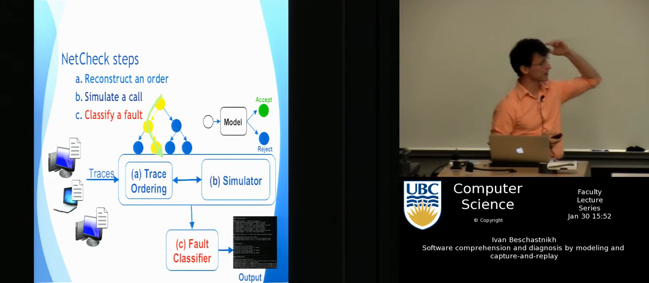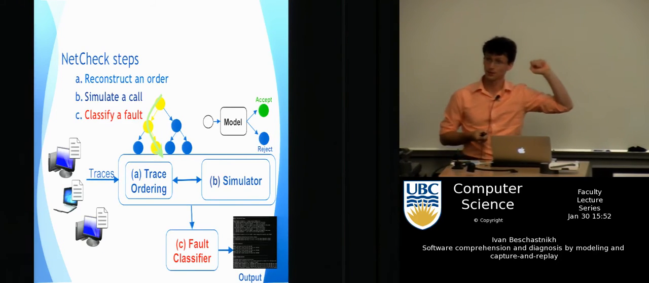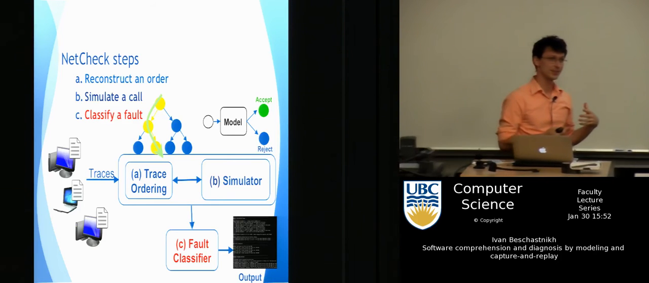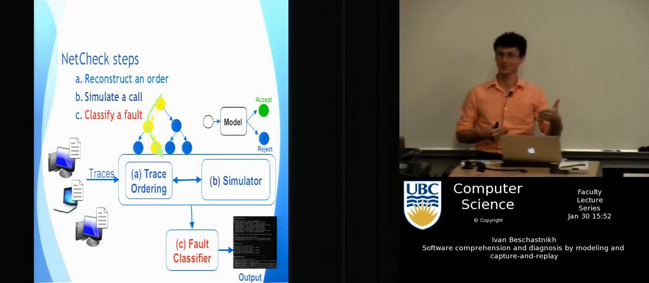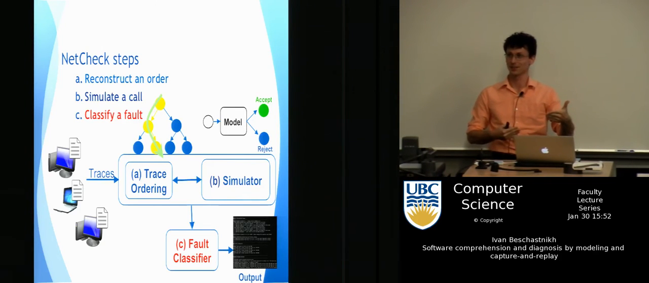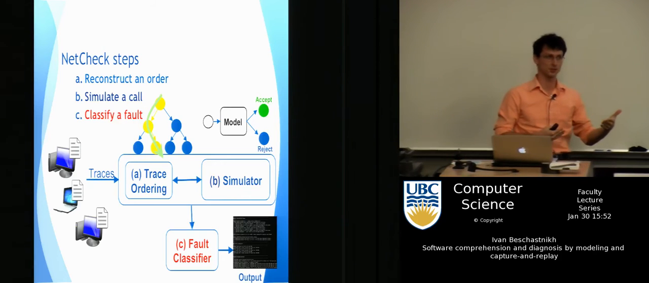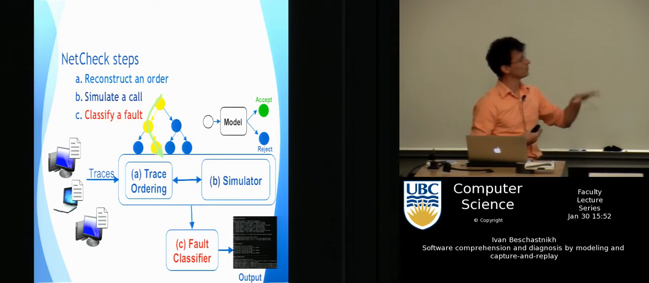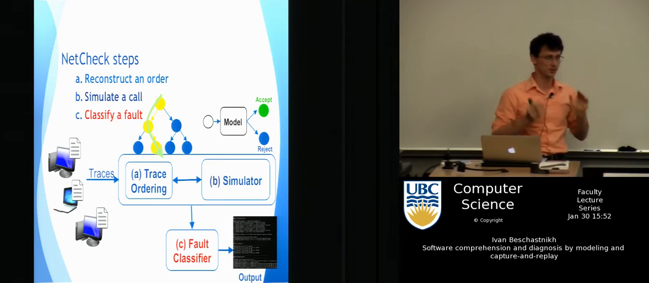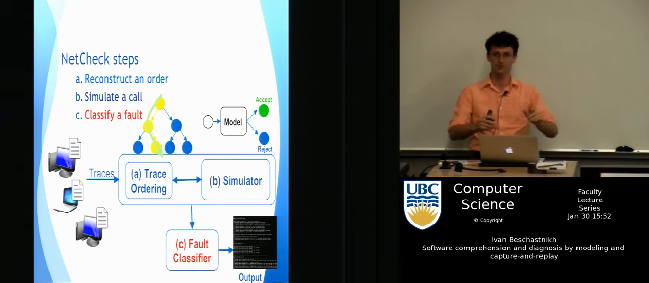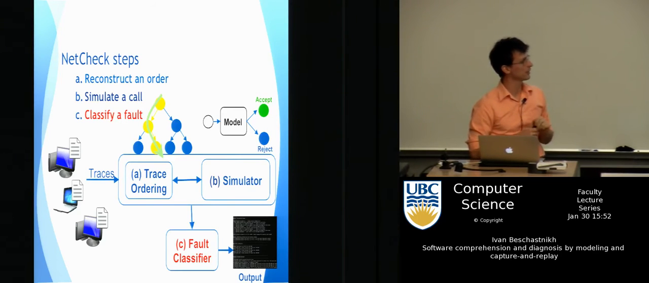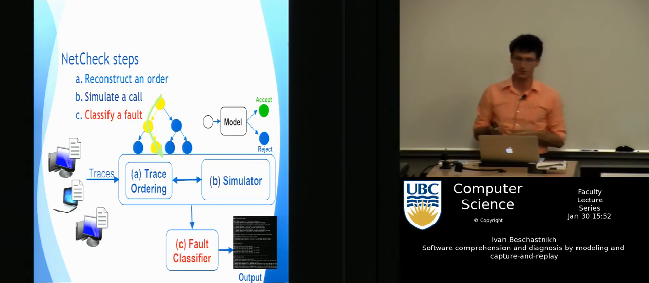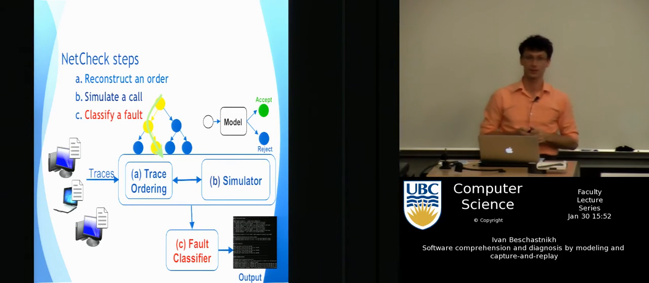So that's the simulator, and then the final step is the classifier. It turns out that as you simulate these events, you can find deviations. Sometimes you won't actually be able to simulate the order that you've reconstructed. That's going to be your first clue that something's wrong. The second clue is going to be at the very end of the trace. You've driven your system to the very end, and then you observe, oh, I had 100% loss. Nothing was received. So there's a set of classifying heuristics that we use to figure out what the underlying fault was.